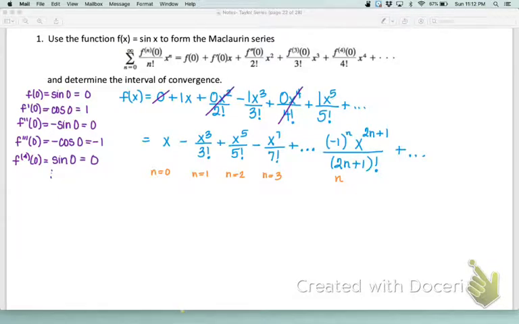Now we could leave it written like that, or we could come down here and write it as a sum from n equals 0 to infinity of our general term, negative 1 to the n times x to the 2n plus 1 over 2n plus 1 factorial. So that is how we get our series, okay?